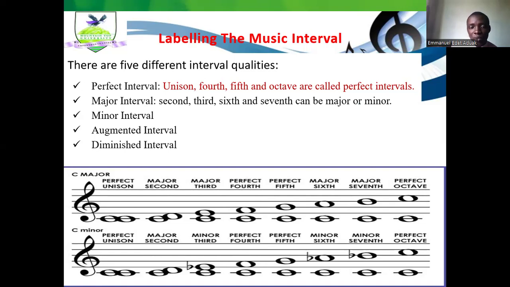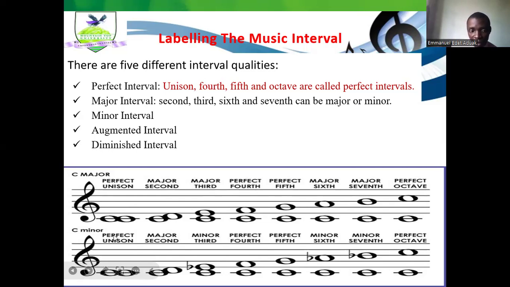So now let's look at the C major scale we have there. The first one is our perfect unison. We find out that the notes are the same. Then we have our major second. We have the major third, perfect fourth, perfect fifth, major sixth, major seventh, perfect octave.